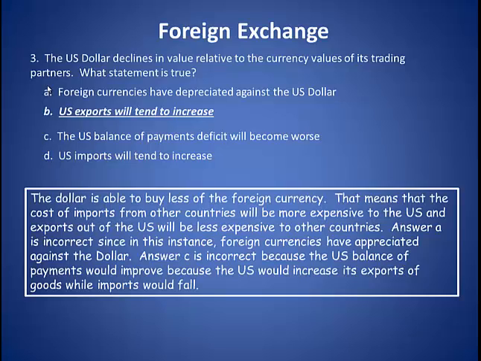That means that the cost of imports from other countries will be more expensive within the U.S., and exports from the U.S. will be less expensive to other countries. If we take a look at answer A, that's not correct, since in this instance, foreign currencies have appreciated against the dollar. Answer C is not correct because the U.S. balance of payments would improve, because the U.S. would increase its exports of goods while imports would fall.